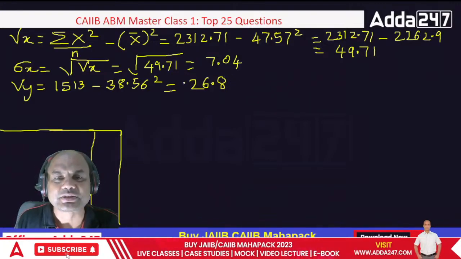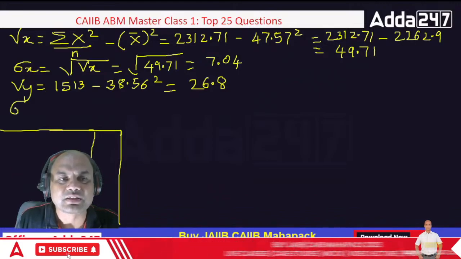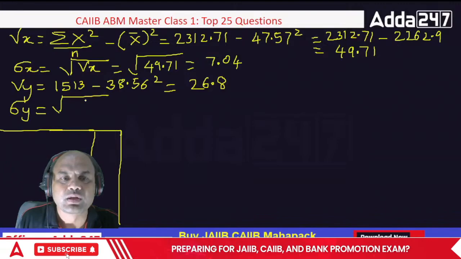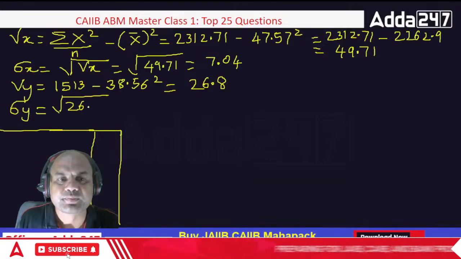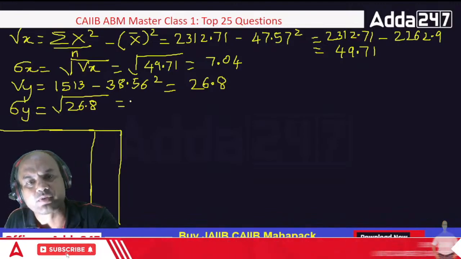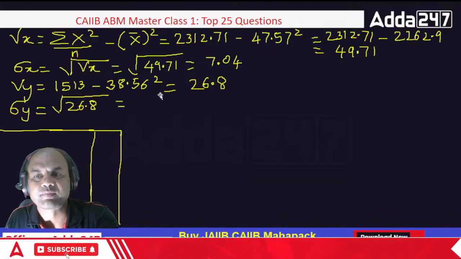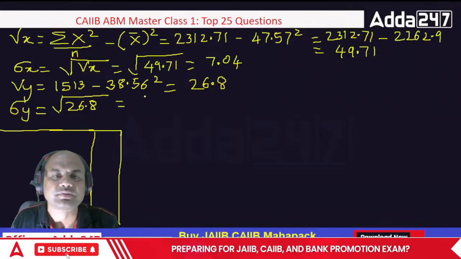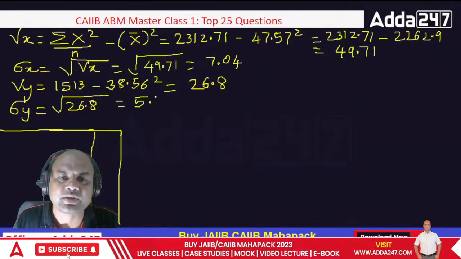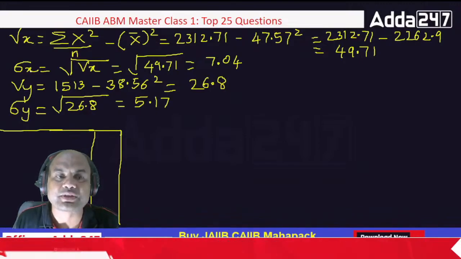Now if Vy is this much, then what is the standard deviation? Standard deviation of y equals the square root of 26.8. What is the answer for this? Everyone do it please. It is 5.17. So this is the standard deviation, you have got it.